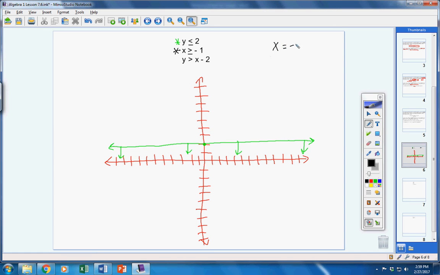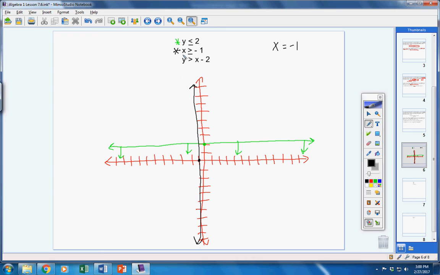Put an equal sign there just for a second so I can see it a little better. X equals -1, so I go to -1 on the x-axis right there, and I'm going to draw a vertical line, okay? Would it be dotted or solid? Well, I've got an equal sign here. It would be solid. And so here we go. Not the best vertical line you've ever seen in your life, but it's good enough.